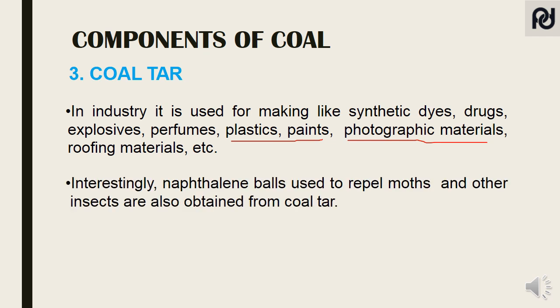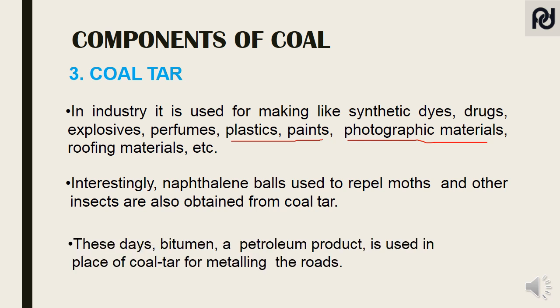Now interestingly, the naphthalene balls, if you have seen the white sphere-like structures present even in our basins, and in the moth repellent which we keep under the bed so that no moths come up, are made up of coal tar, and hence it is a very important part of our daily life. And these days, bitumen, a petroleum product which we will be studying in the next session, is used in place of coal tar for metalling the roads. You know that surfacing of the roads that you have seen. So that is done with the help of coal tar and bitumen.